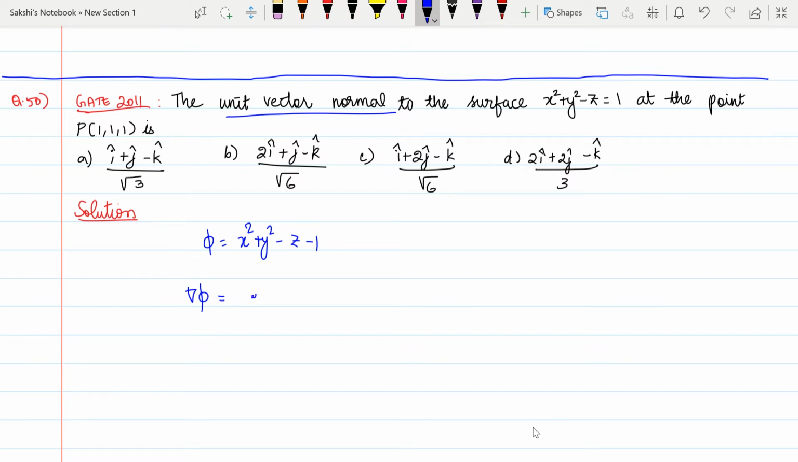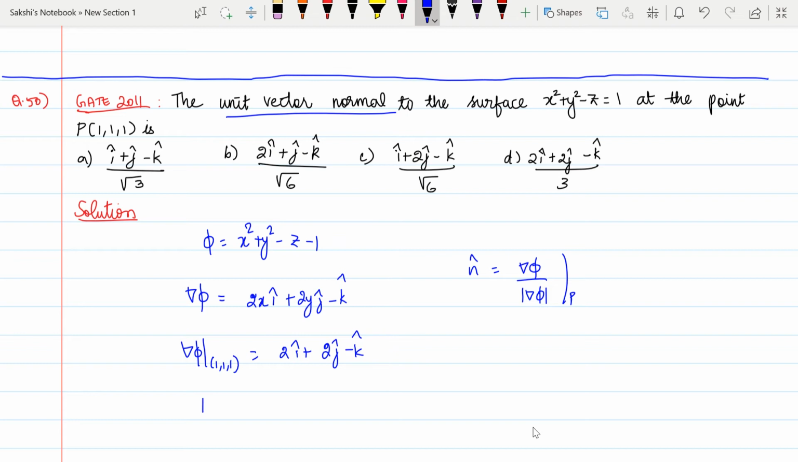Okay. So del phi, you're going to get 2x i cap plus 2y j cap minus k cap. Okay. And then unit vector normal will be n cap is equal to del phi divided by its magnitude. This will be your unit vector normal to this particular surface at a given point P. So del phi at point P, which is 1 comma 1 comma 1, will be nothing but 2 i cap plus 2 j cap minus k cap. And now on taking the magnitude of this particular del phi term, you're going to get 4 plus 4 plus 1, which is root 9, 3.